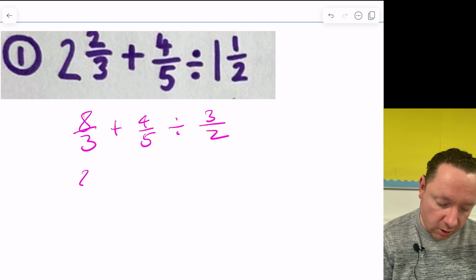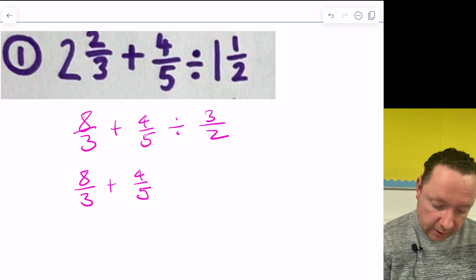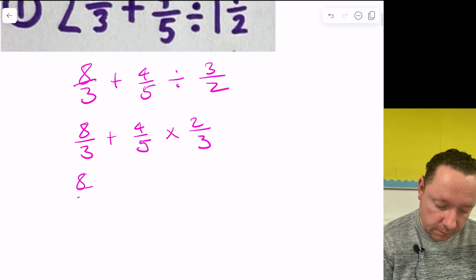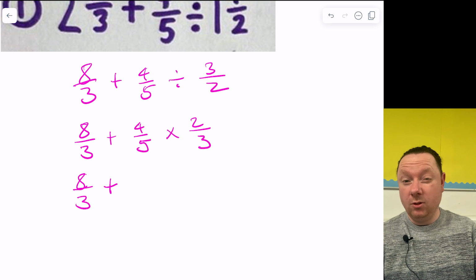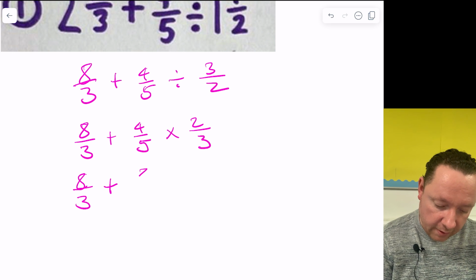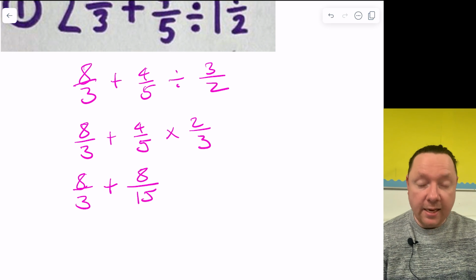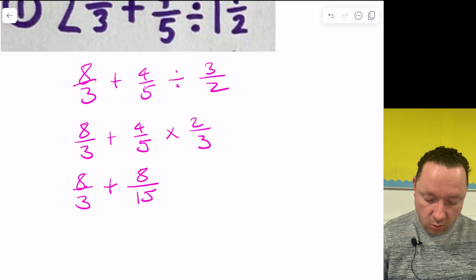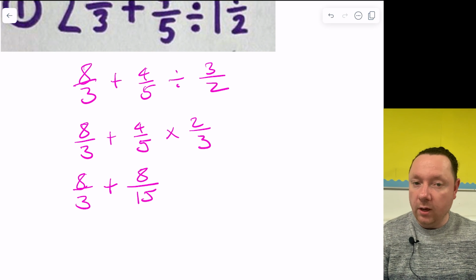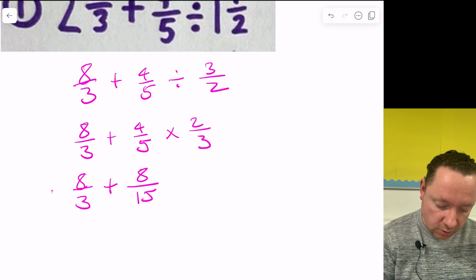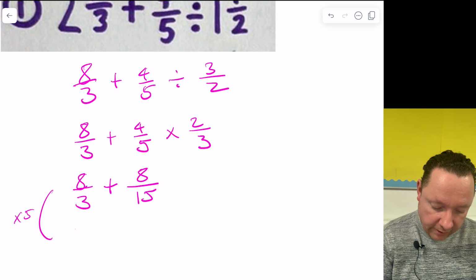So then we can do 8/3 plus 4/5, and divide turns into times, and we times by the reciprocal. And I always flip the second one upside down: 2/3. Now plus or times, we'll do times first. So 4 2s is 8 and 5 3s is 15. And now I can add these, but you can't add until it's a common denominator. So I could times 3 and 15 together, and if you want to do that, do it, but 3 goes into 15 5 times. So I'm just going to times by 5 to get 5 8s is 40 over 5 3s is 15.